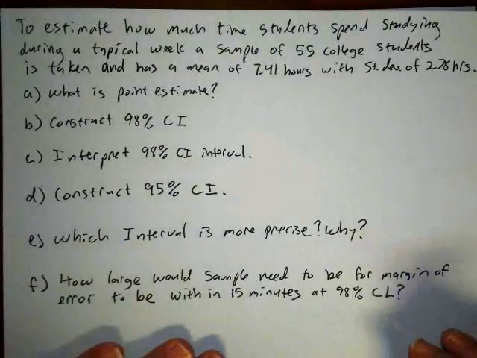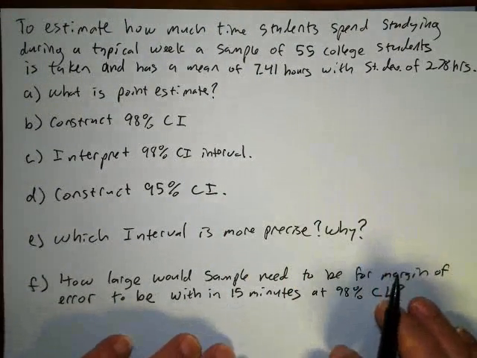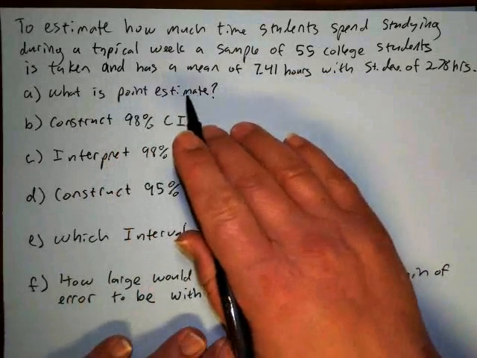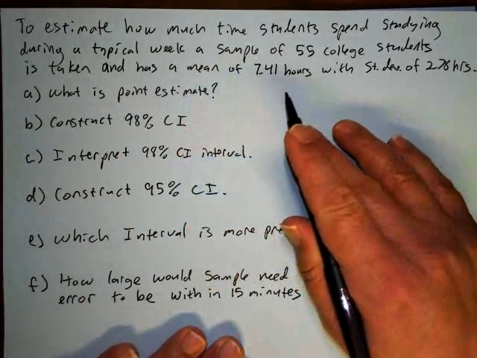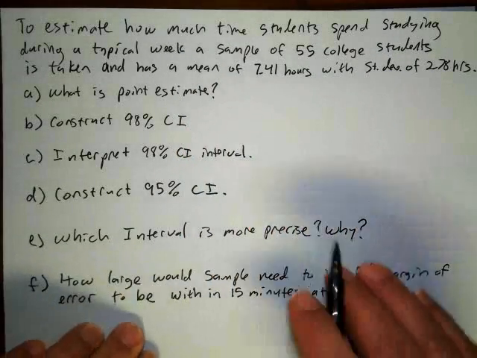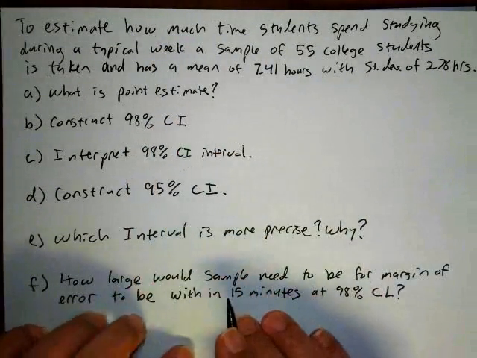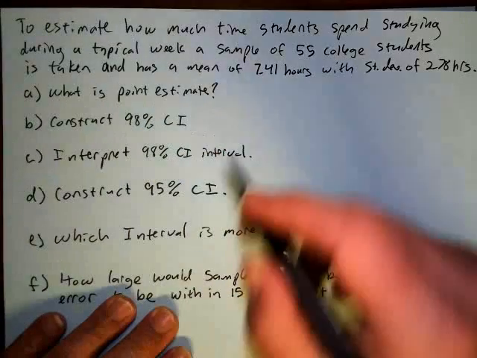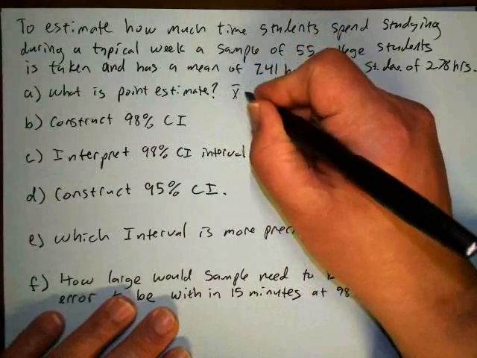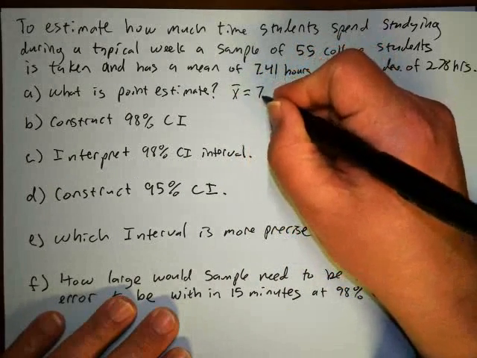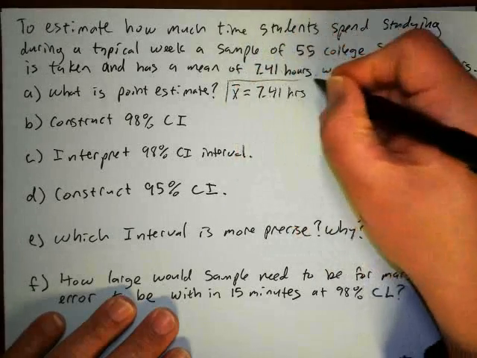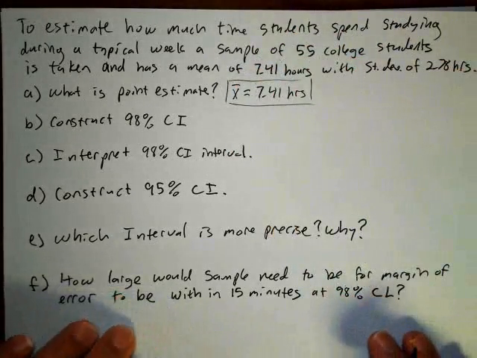So this says to estimate how much time students spend studying during a typical week. A sample of 55 college students is taken and has a mean of 7.41 hours and a standard deviation of 2.78 hours. So first of all, what is the point estimate? Well, the point estimate is just the sample mean. So nothing to calculate here. The point estimate is just x bar, which is 7.41 hours. So that would be the answer to number 1.